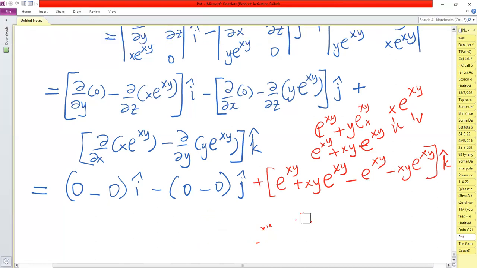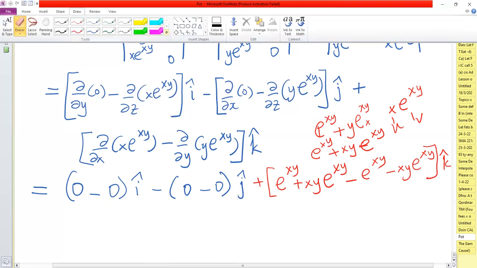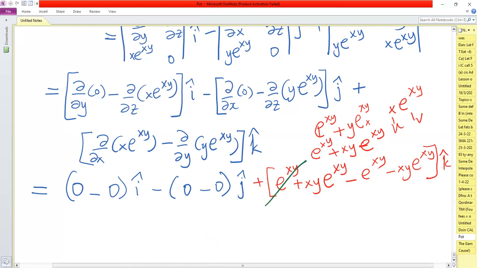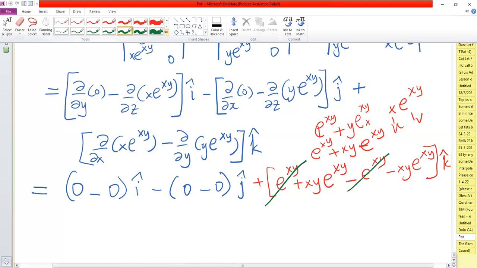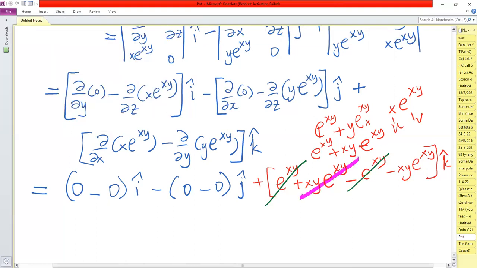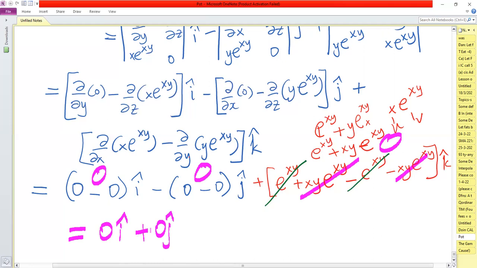So once we have that, we do some further simplification. In this bracket, this term and this term cancel out. In the same bracket, this term cancels out, so this will be 0. Also here is 0, also here is 0. So this is the same as 0i plus 0j, whether you say plus 0j or minus 0j, the same thing. And then plus 0k, which is indeed a 0 vector.